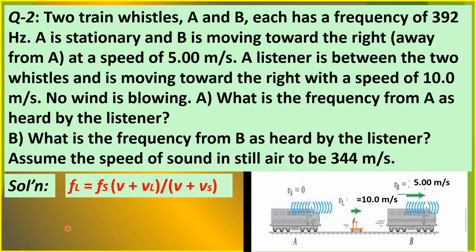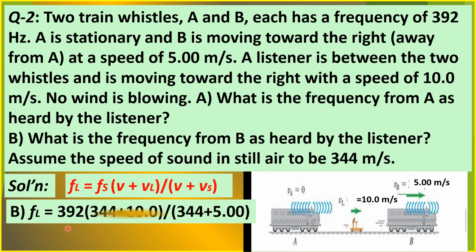And substituting, we have 392 hertz multiplied by, all right, the sum of the speed of sound in still air plus the speed of the listener, 344 plus 10.0 meters per second, to be divided by 344 meters per second plus the speed of the source, all right? And doing our math again, we will have our FL that is equal to 398 hertz.